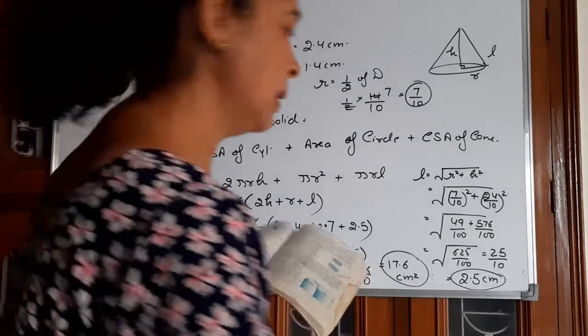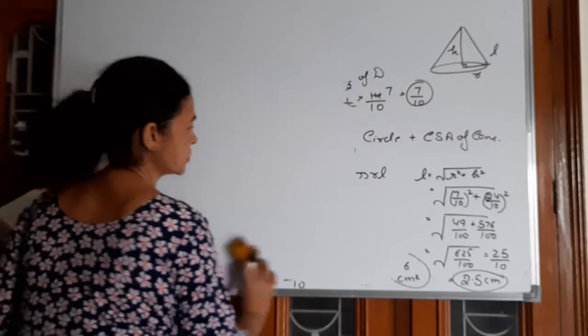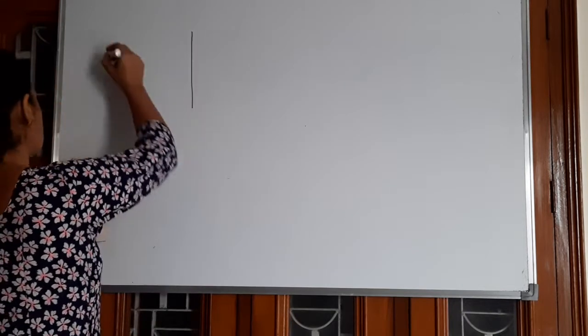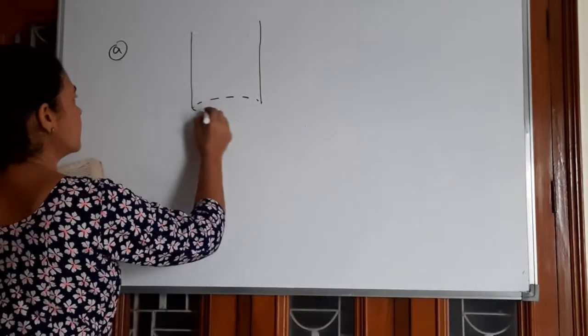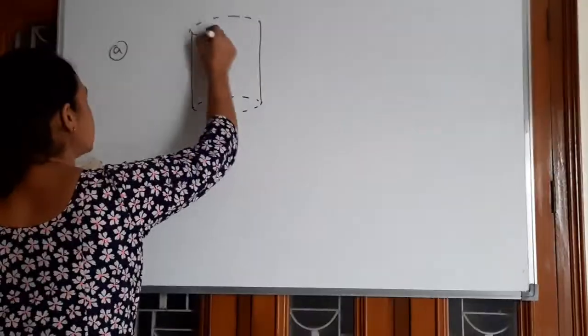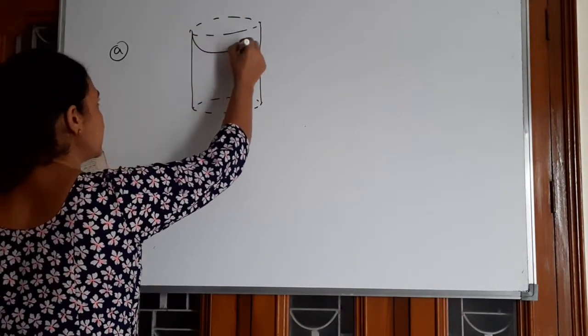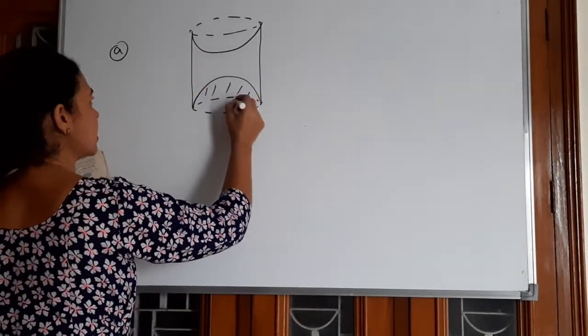Let's do question number 9. Question number 9 is, a wooden article was made by scooping out a hemisphere from each end of a solid cylinder. This time also we have a solid cylinder like a log of wood. We have scooped out 2 hemispheres on both the ends. This we have scooped out, taken out. Clear? This portion is taken out.